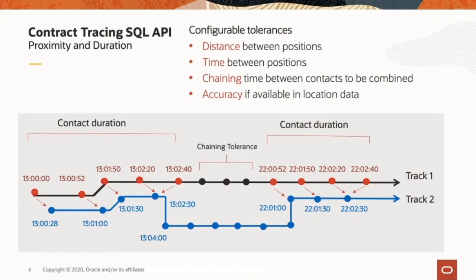Looking at that in a little bit more detail, what we have are, in this case, a diagram showing two tracks with their points and some red arrows showing us the points which meet distance thresholds. Then we also have time thresholds. So what's the difference in time that we'll accept for two locations, two measurements to be considered comparable?